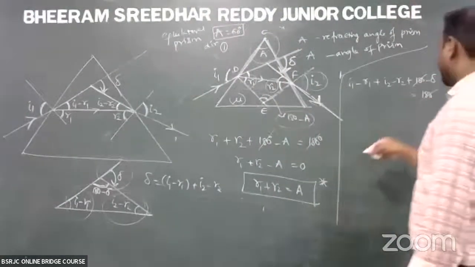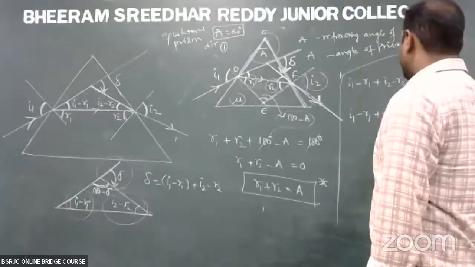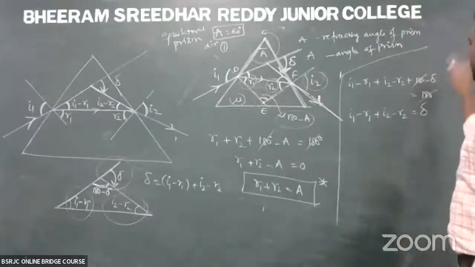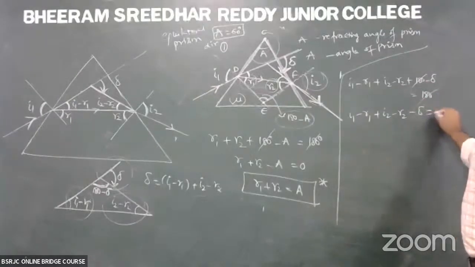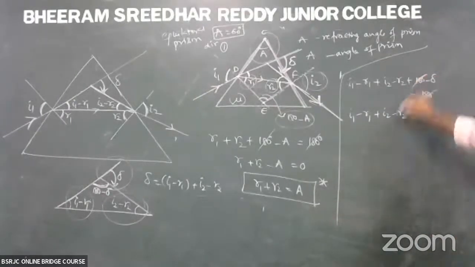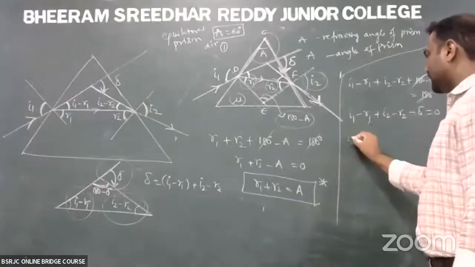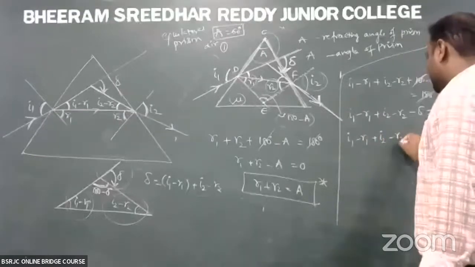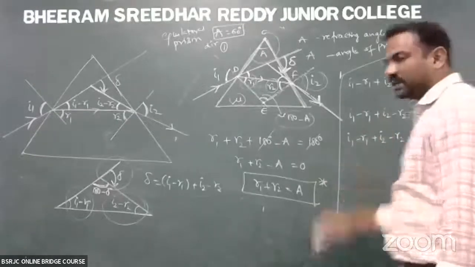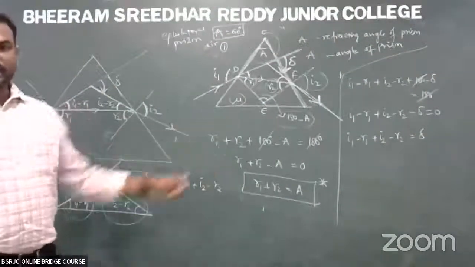Then 180, 180 cancel out. Then I1 minus R1 plus I2 minus R2 minus delta is equal to 0, because 180, 180 cancel out. Then take the delta on the other side. Then it is I1 minus R1 plus I2 minus R2 is equal to delta. You can solve in this way.